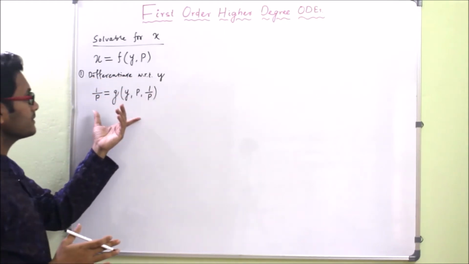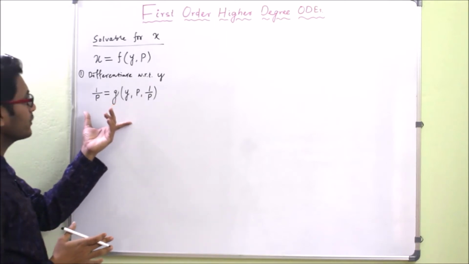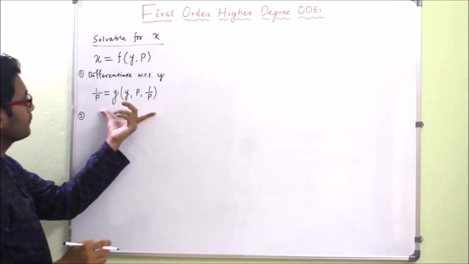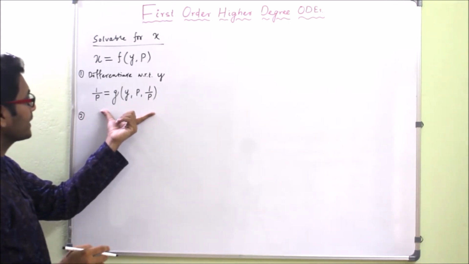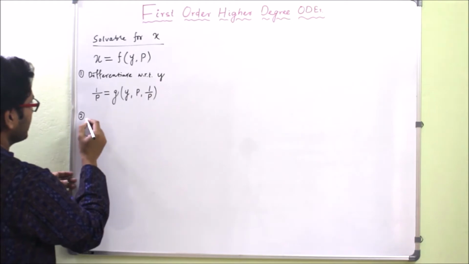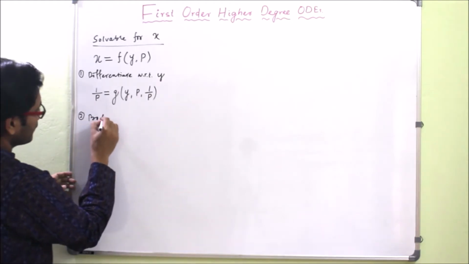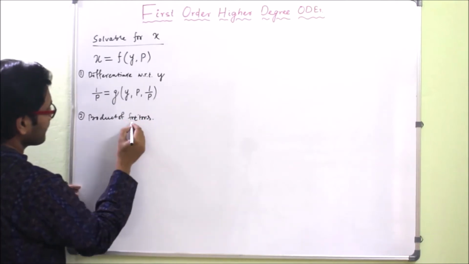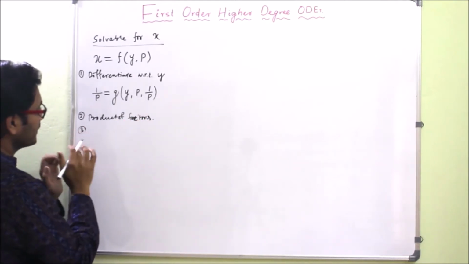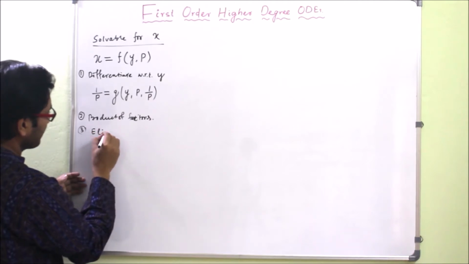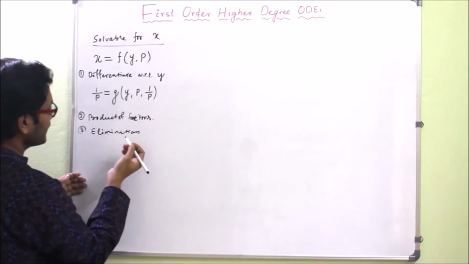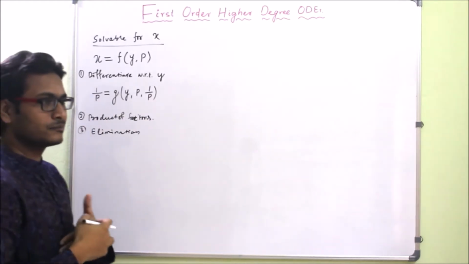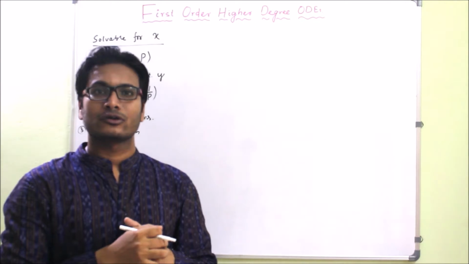After getting this, we have to write it in proper factor form, that is, as a product of factors. The third step is elimination. Here we have to eliminate p, and whatever comes out will be the general solution.